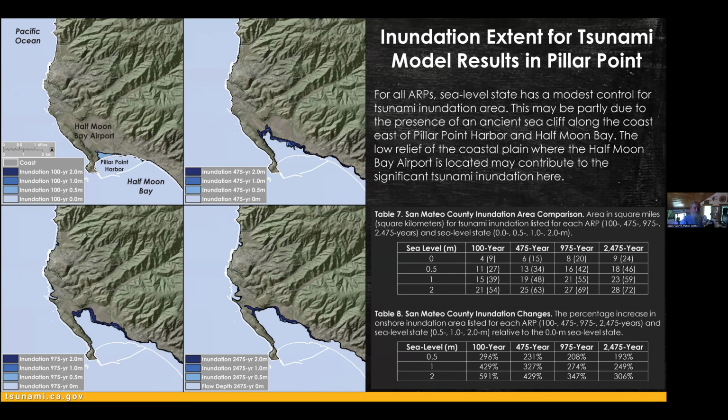For all ARPs, sea level state has a modest control for tsunami inundation area. This may be partly due to the presence of an ancient sea cliff along the coast east of Pillar Point Harbor and Half Moon Bay. The low relief of the coastal plain where the Half Moon Bay Airport is located may contribute to the significant tsunami inundation here. This area is one of the few places that were inundated by the 1946 tsunami sourced from the Alaska Aleutian subduction zone.